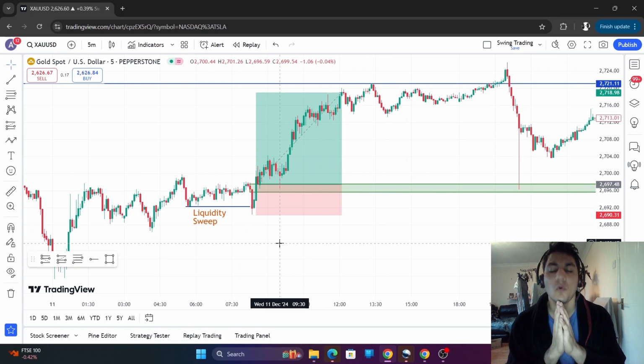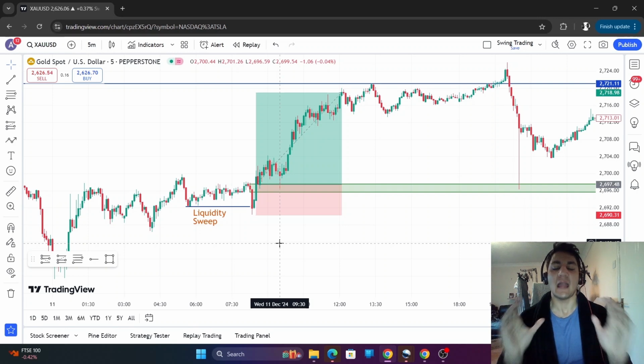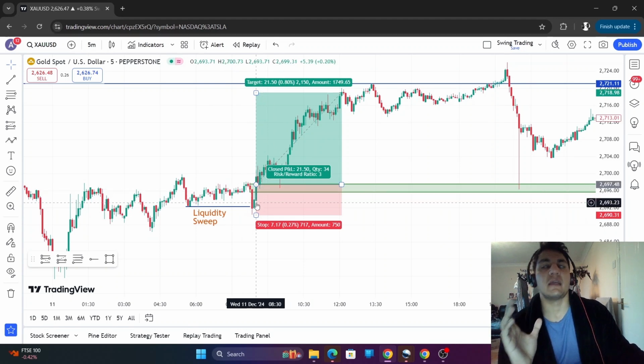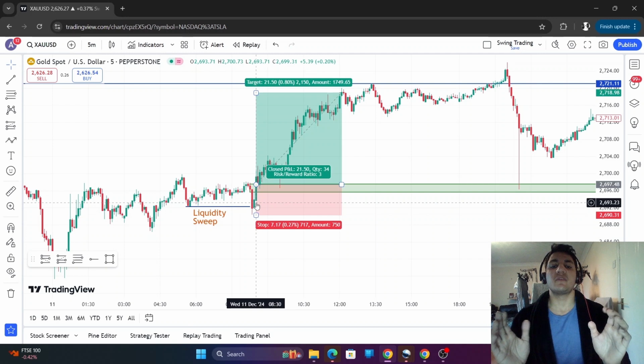It works so well. I'm telling you, if you've got the bias right on the higher time frame, so the daily, 4-hour, any higher time frame, you wait for a liquidity sweep like we've done here, and then you enter on a fair value gap that forms in the bias direction. You can make all the money in the world. And I honestly think this is the simplest entry model that works.